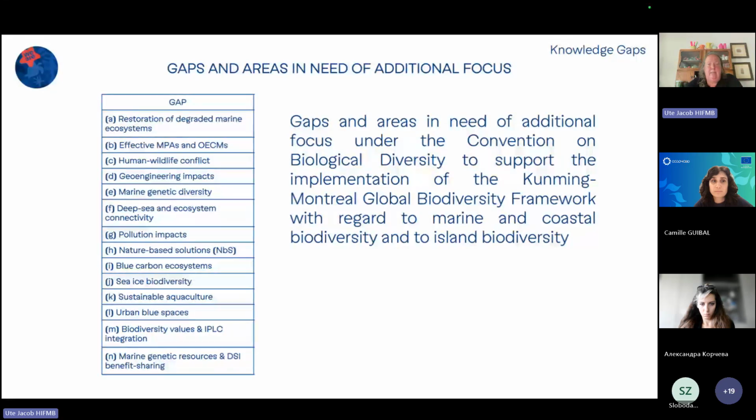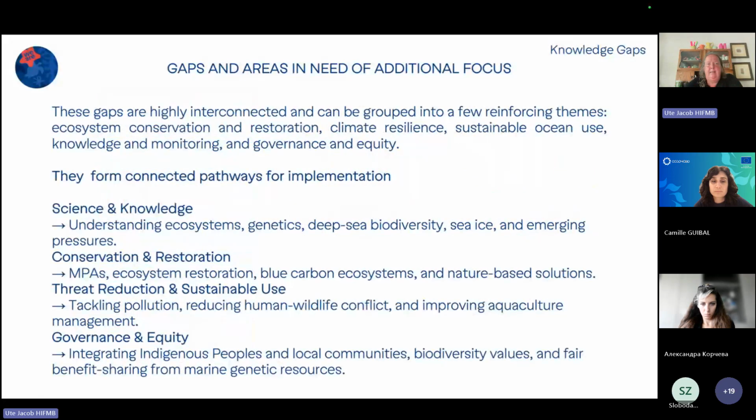So if we look at the gaps, these gaps are highly interconnected and can be grouped into a few reinforcing themes like ecosystem conservation and restoration, keeping in mind that restoration is not an activity that should allow us to destroy first. Just because we can restore something, we should still protect it. Climate resilience, sustainable ocean use, knowledge and monitoring, and governance and equity. They form connected pathways for implementation.